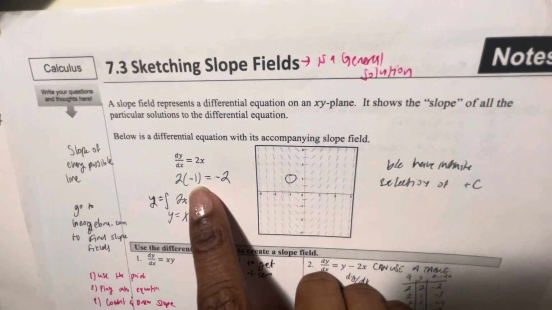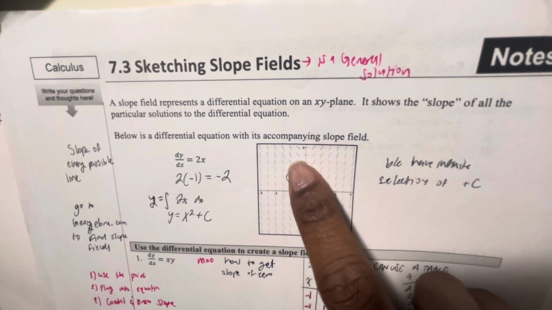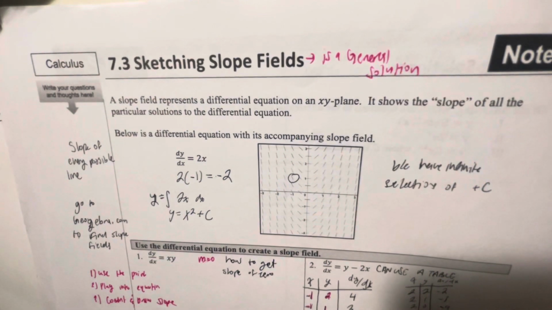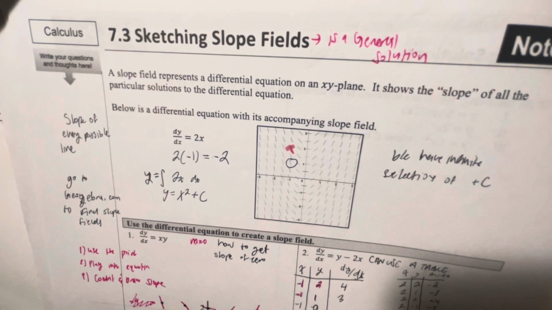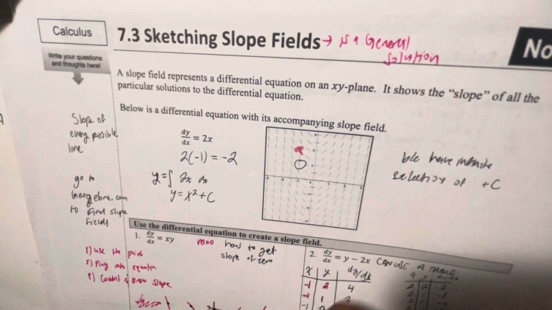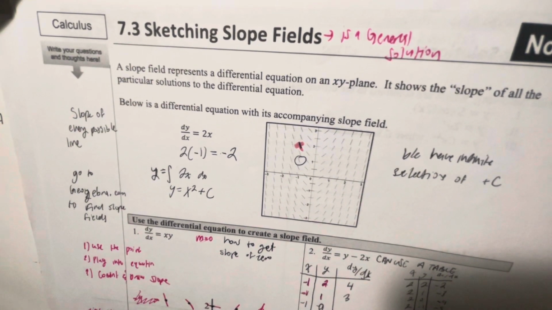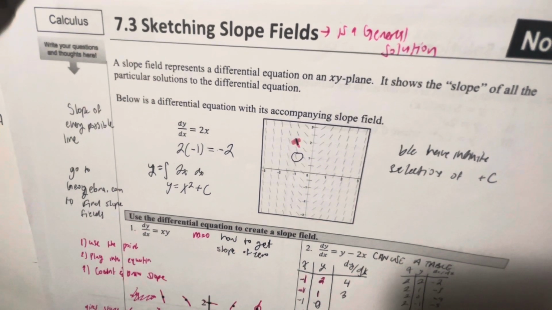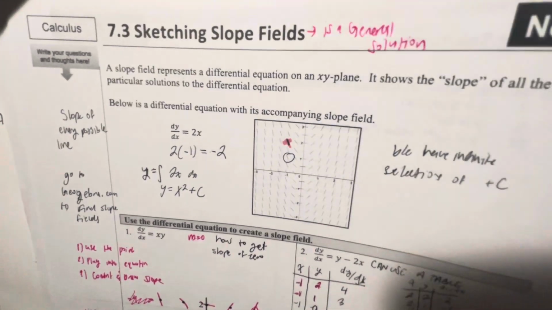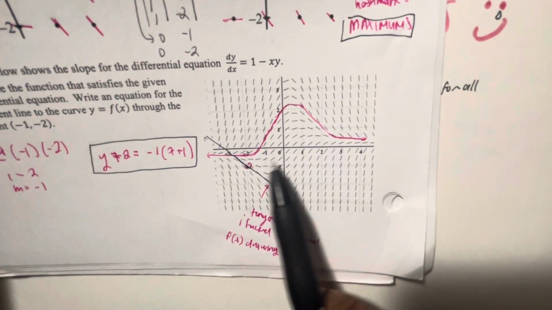But we have -1, 2. 2 times -1 is going to give you -2, which is why our slope here is -2, as you can hopefully see. It's not perfect, but there's a little hash mark right here that's going down in that direction. So that's kind of how that works. And the more hash marks you have in a slope field, the more accurate it's going to be. So on this very bottom one, this is going to be a lot more accurate of a slope field because there are so many more hash marks.